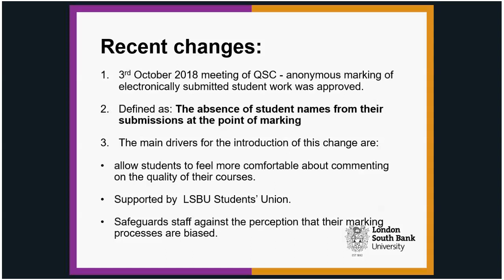What we actually mean by anonymous marking is the absence of students' names from submissions at the point of marking. So we need to anonymize the submissions in Moodle, which is done automatically. But obviously, if a student puts their name into the assignment, there's nothing you can do to really stop that. Just inform them that they shouldn't be doing that.